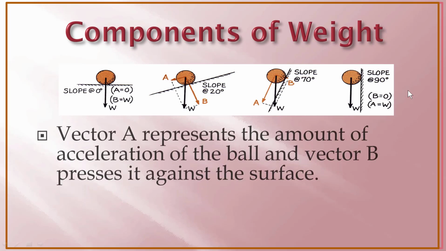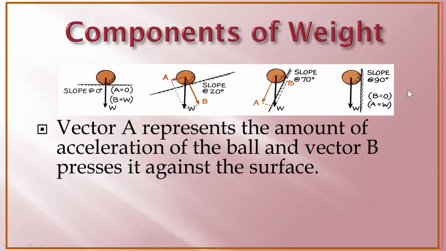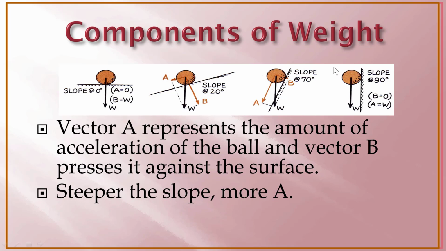In this figure, vector A represents the acceleration of the ball and vector B presses it against the surface. So we can say that the steeper the slope, the more acceleration there will be. You can see that we are resolving weight into its constituent components. Over here weight is acting downward, with no acceleration. But this weight is now resolved into horizontal and vertical components, and this component of weight is responsible for its acceleration, for its motion. The length of this vector increases as the slope increases, so more acceleration is produced. This component of weight is increasing, that's why acceleration is increasing. In this way, components of weight are important to determine why a ball moves faster on a steeper slope.